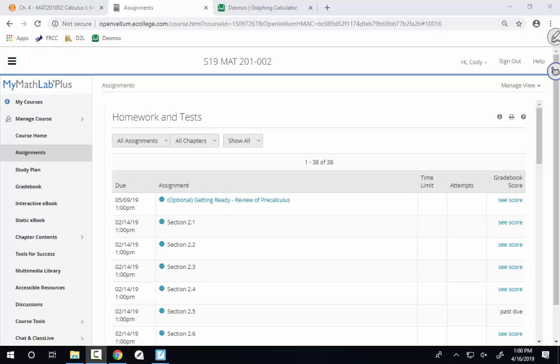That way the material's not rushed, because honestly, the material in 4.9 is super important as we move forward, especially if you're going to go on to Calc 2. So we need to take our time with that. I don't want to rush through that.